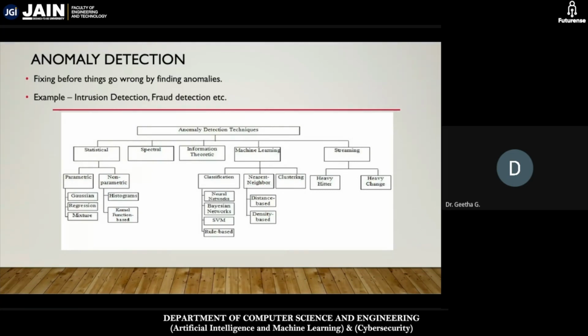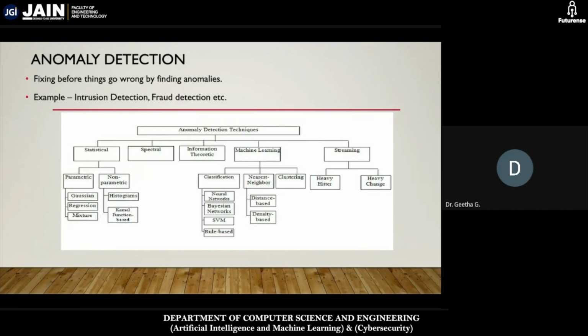Now, they did not find the anomalies. That is the problem. The attack was not done on a single day. It was done in bits and pieces. And if they could have identified the intrusion, or if there was a mechanism to detect the intrusion, then the particular attack would not have happened. So intrusion detection, fraud detection, all these are examples of anomaly detection.